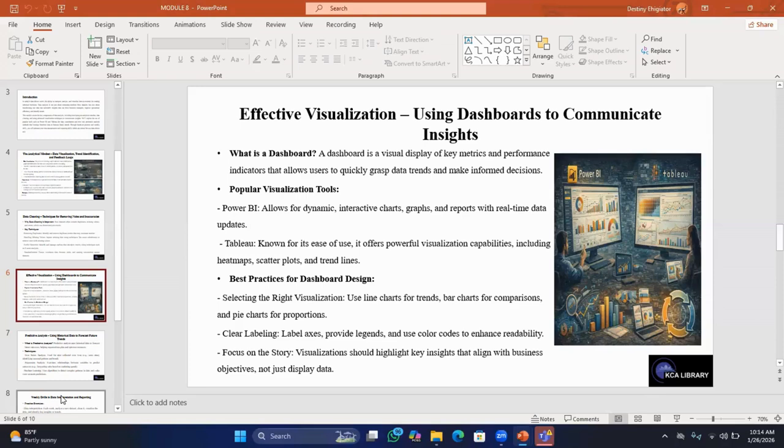Now for some of the best practices for dashboard design. You have to select the right visualization. Use a line chart for trends, a bar chart for comparison, or a pie chart for proportion. Very important. You can also carry out clear labeling. Label your axes, provide legends, and use color codes to enhance readability. Then focus on your story. Visualization should highlight key insights that align with the business's objective, not just display data.